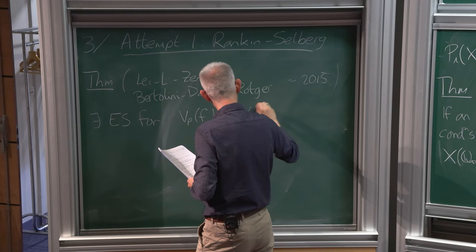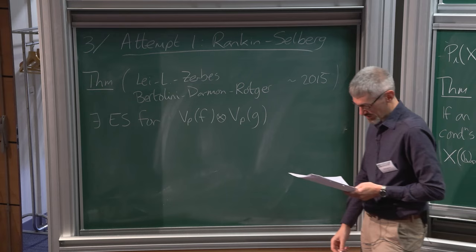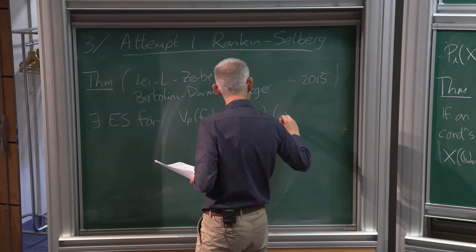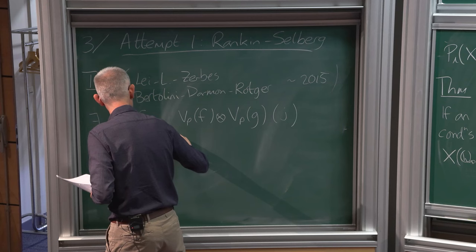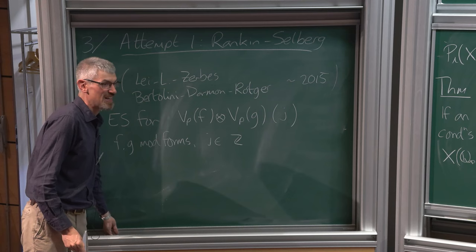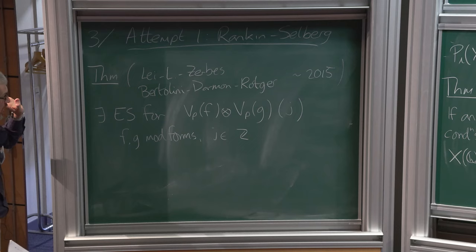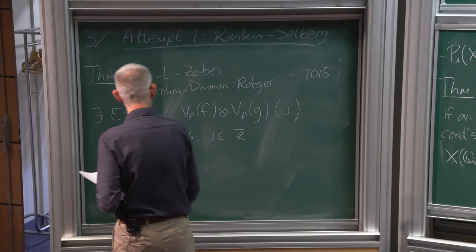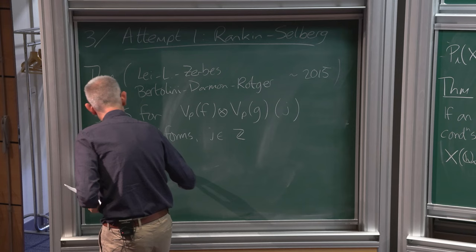So if you take any two modular forms and you tensor together their Galois representations, we can construct an Euler system for that tensor product. And you can put in any twist, that's not hard to do, but it just allows me to match it up with the minus one on the board over there. So this gives a construction of an Euler system for this four-dimensional representation. And you can take F equals G, if you like.